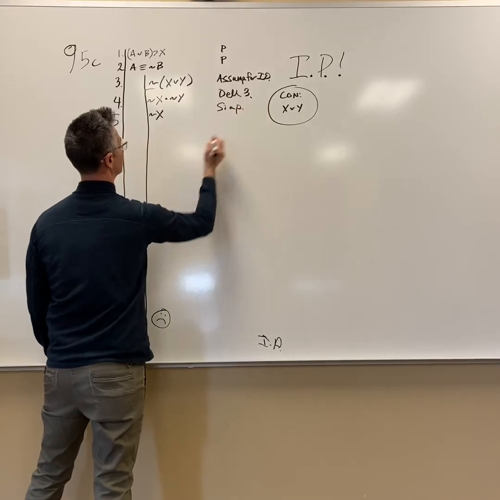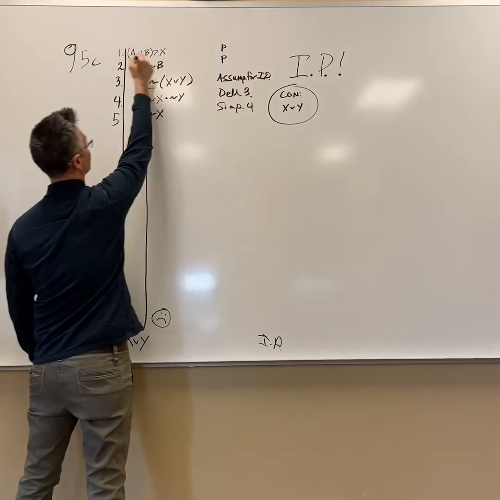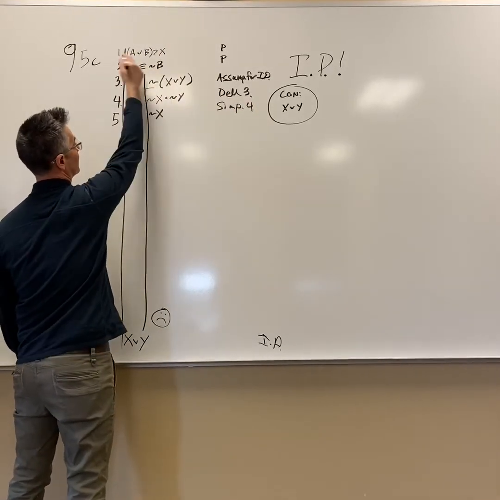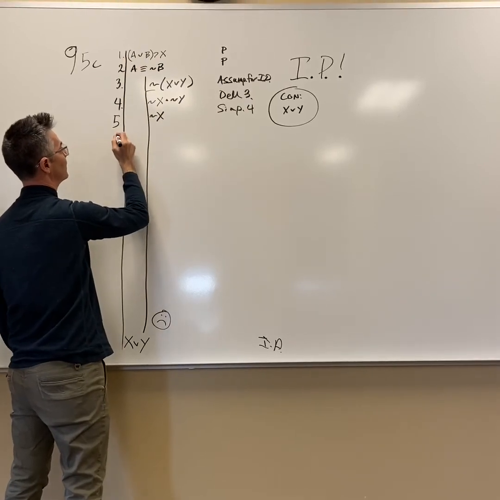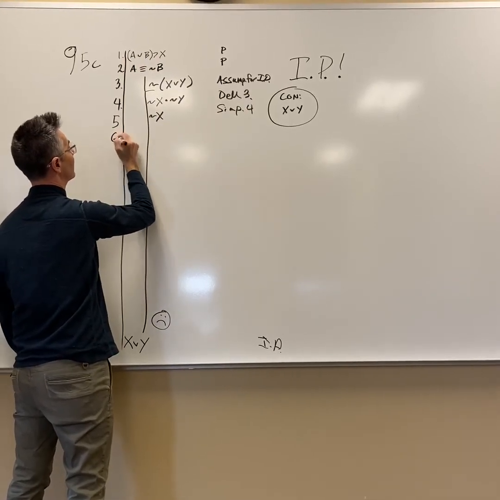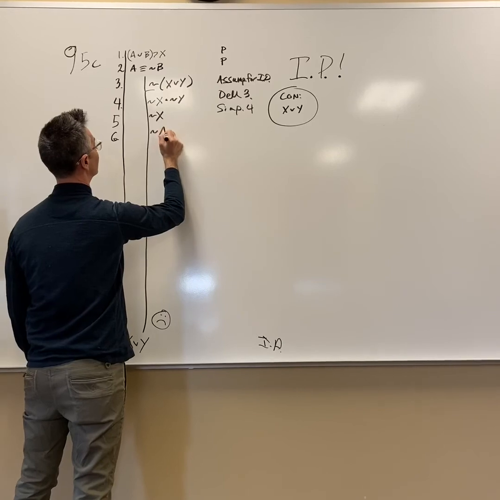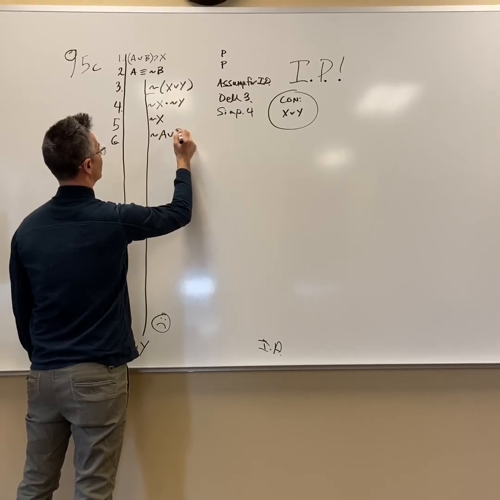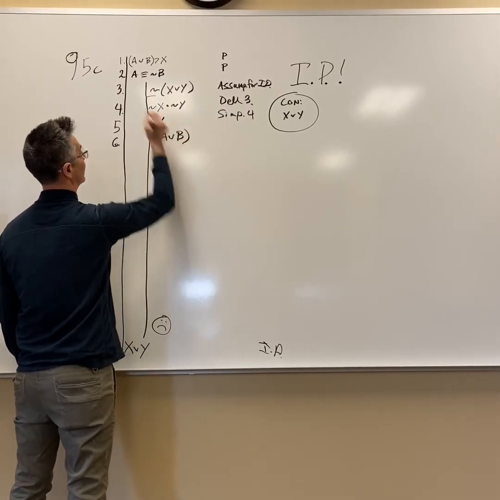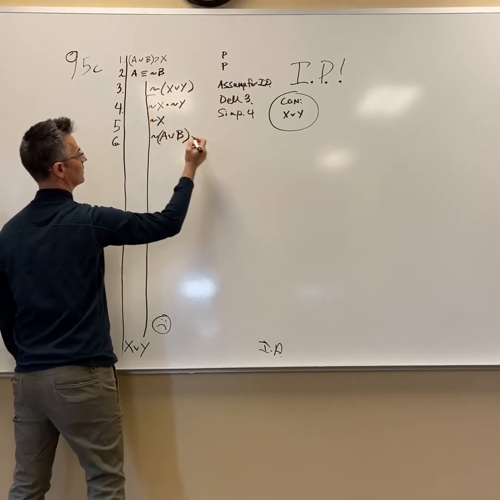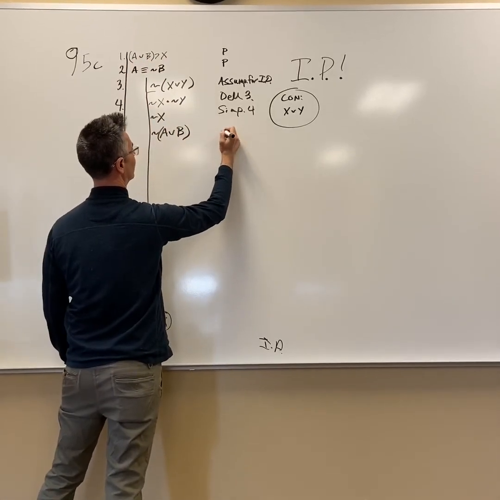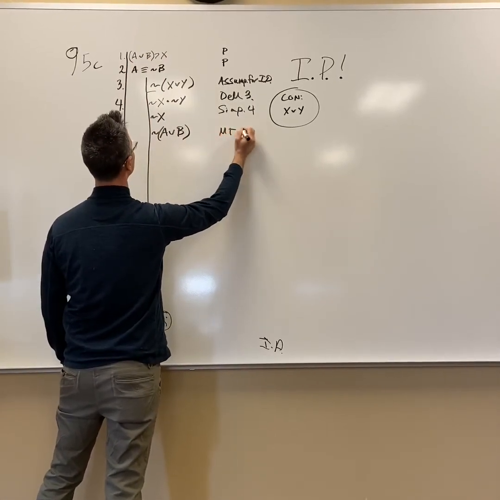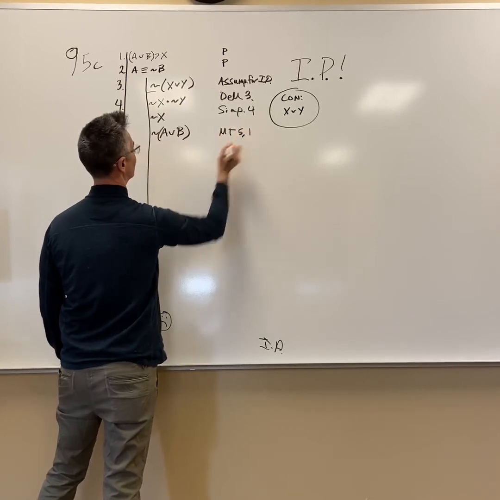And why did I want to do that? Well, I was looking up at the top, and it turns out that I can run a modus tollens on 1 using step 5. So I'll do that. So that would be not A or B, the negation of the front half of this conditional. And so how did I get that? By modus tollens, steps 5 and 1.